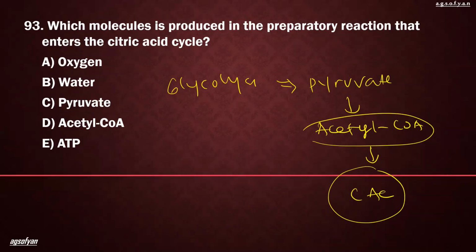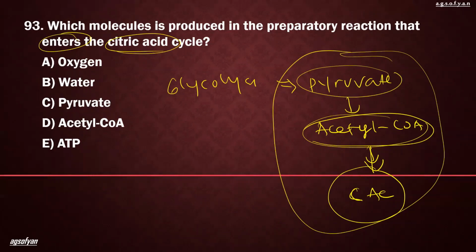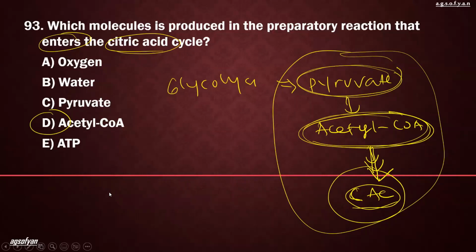I just explained it. Glycolysis produces pyruvate, and then pyruvate will produce acetyl-CoA. Then acetyl-CoA enters the citric acid cycle. So which molecule enters the citric acid cycle? Okay, I'll explain again. Glycolysis produces pyruvate. Pyruvate will be converted into acetyl-CoA. Acetyl-CoA enters the citric acid cycle. So it's acetyl-CoA over here.